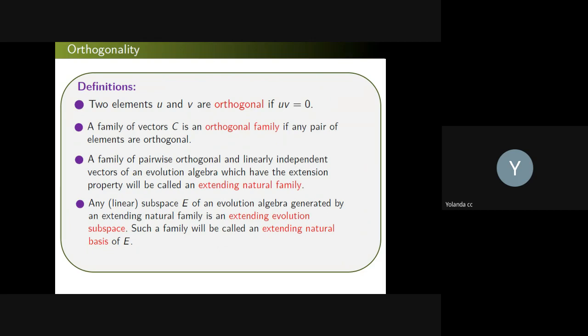The evolution rank is defined as the dimension of E squared. Note that the rank, therefore, doesn't depend on the basis. Moreover, orthogonality doesn't imply linear independence, even if the evolution algebra is non-degenerate.